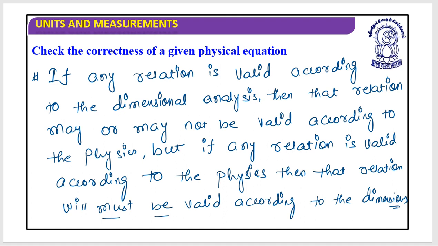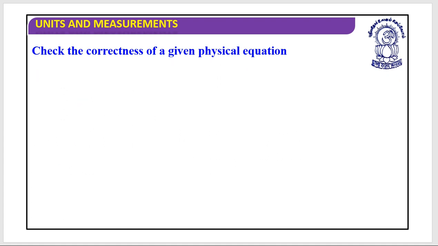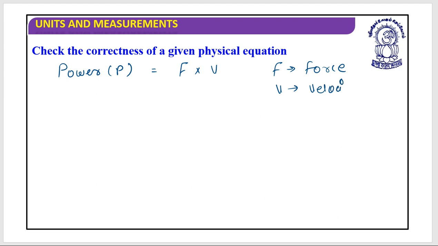Okay, let's move on with one more numerical and check it. Let us suppose you have been asked to find out the correctness of the relation power P is equal to F into V, where F is the force and V is the velocity. This relation is absolutely correct according to the physics. Now let's check it on a dimensional basis.